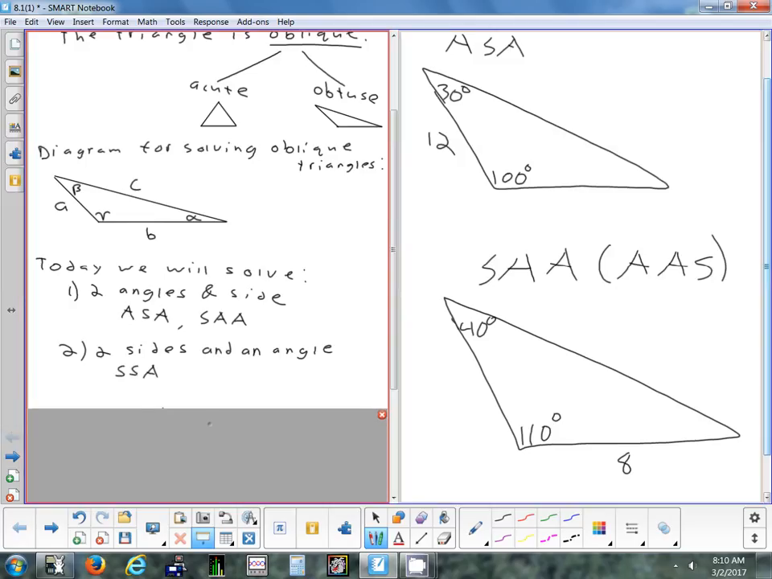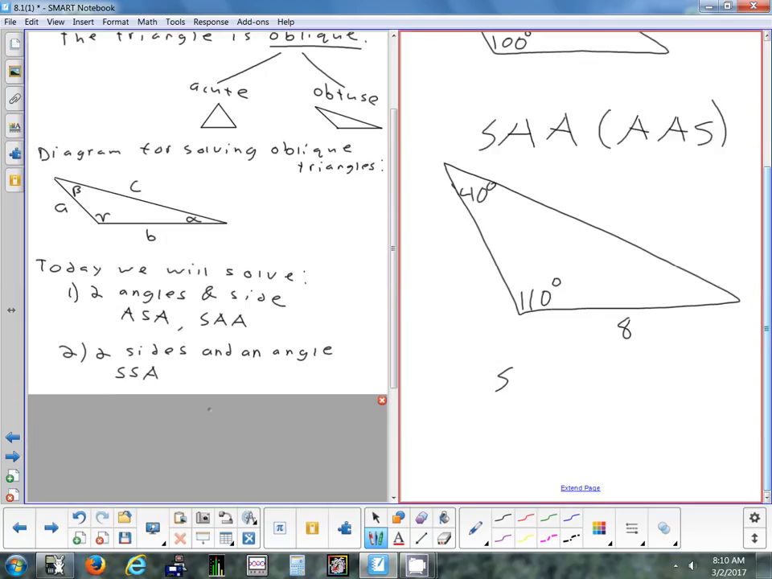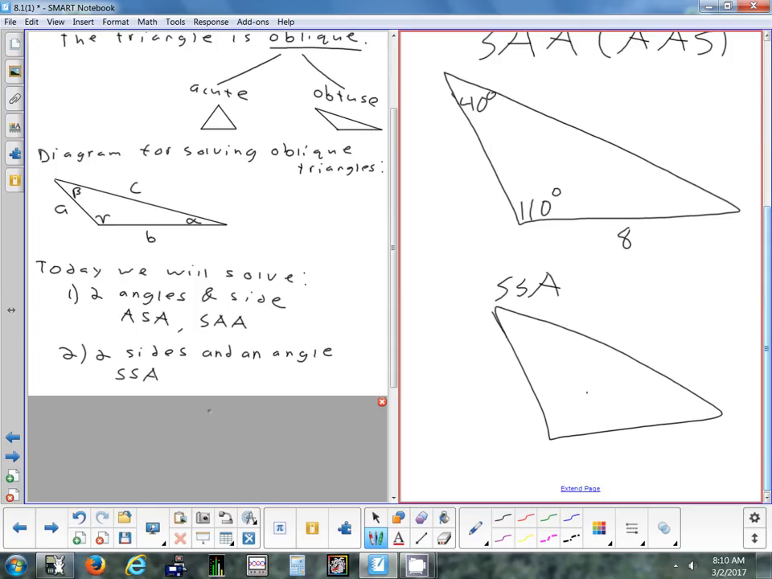The next type, when you have 2 sides and an angle, I'd prefer you write it in that order. Reversing it's just kind of rude. So if you have 2 sides and an angle, 10, 15, and what's important is the angle that they give you is not between the 2 sides. That's SAS. That's different. We're not going to do that this week. So something like that. Okay. Side, side, angle.